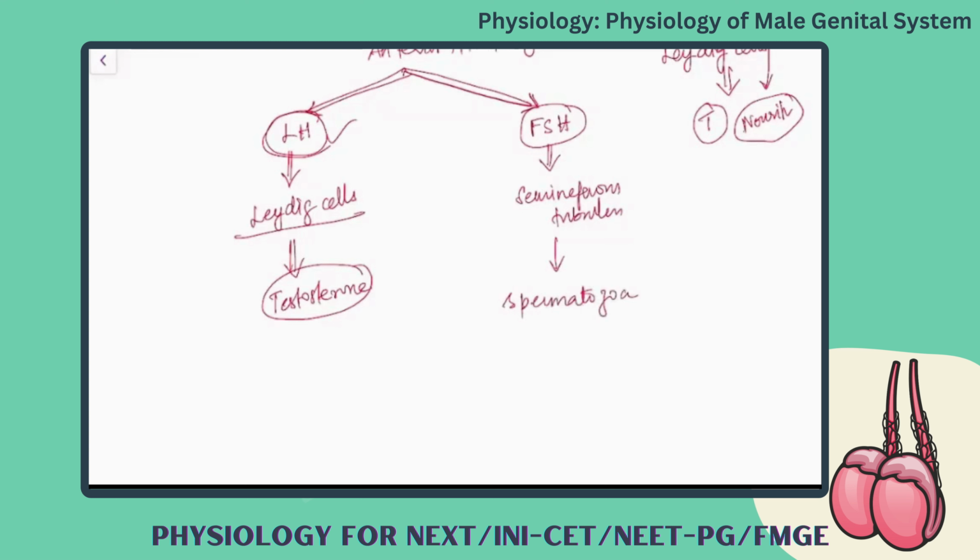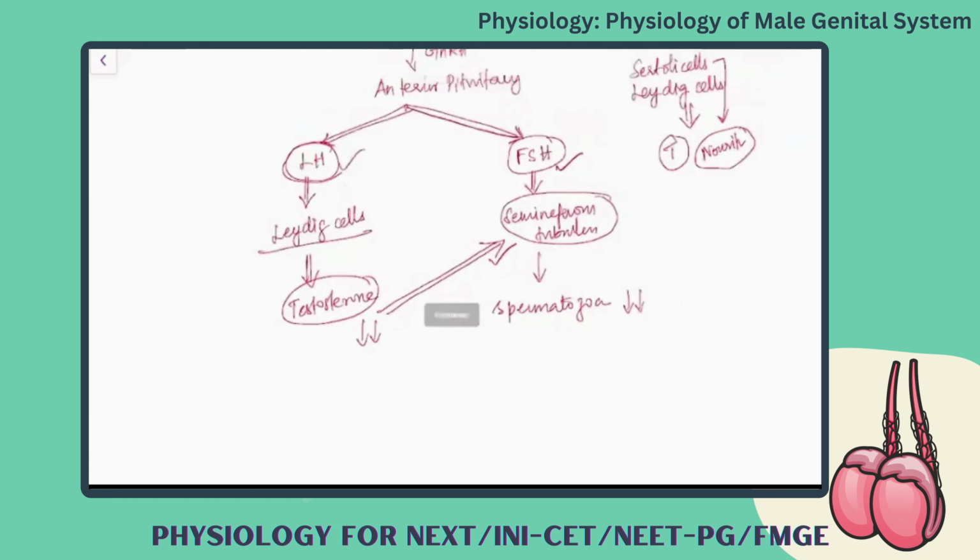Spermatozoa. And testosterone is also one of the factors, along with the follicle stimulating hormone, that will stimulate the seminiferous tubules. If you have a decrease in the testosterone level, then the sperm count will be decreased, or the spermatozoa which is being synthesized may not be in a completely matured state.